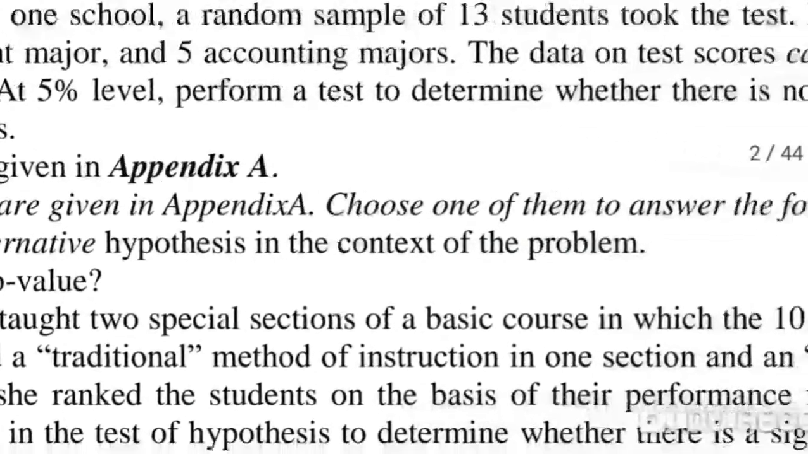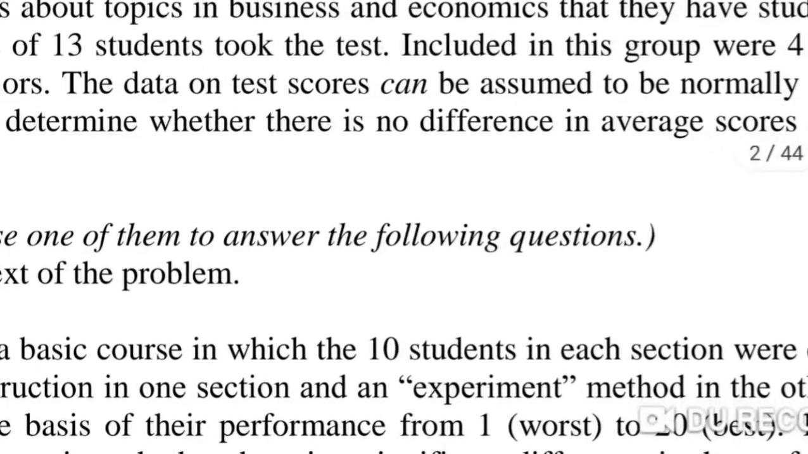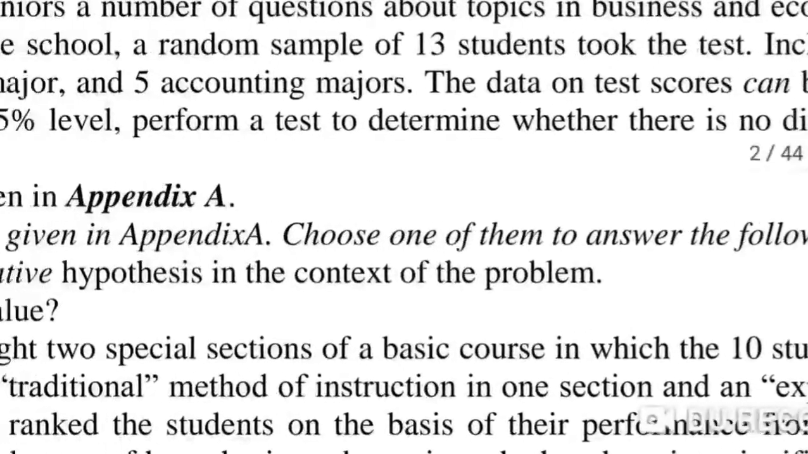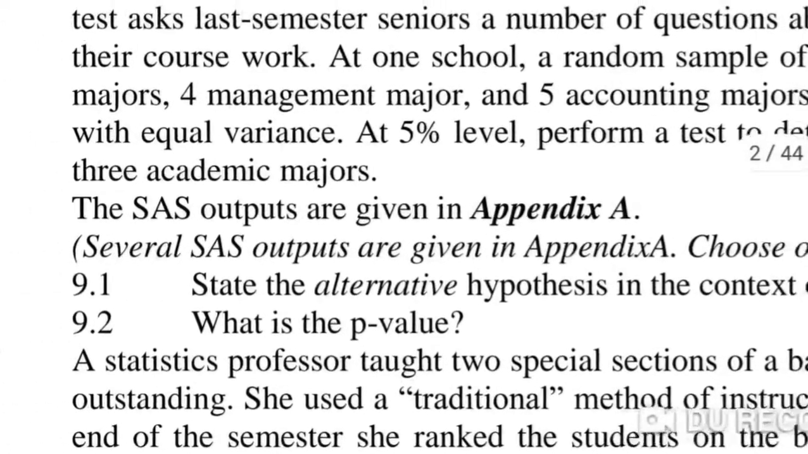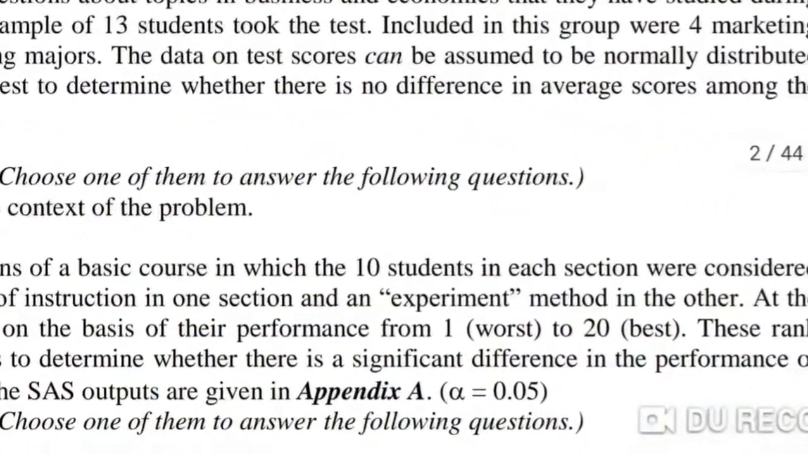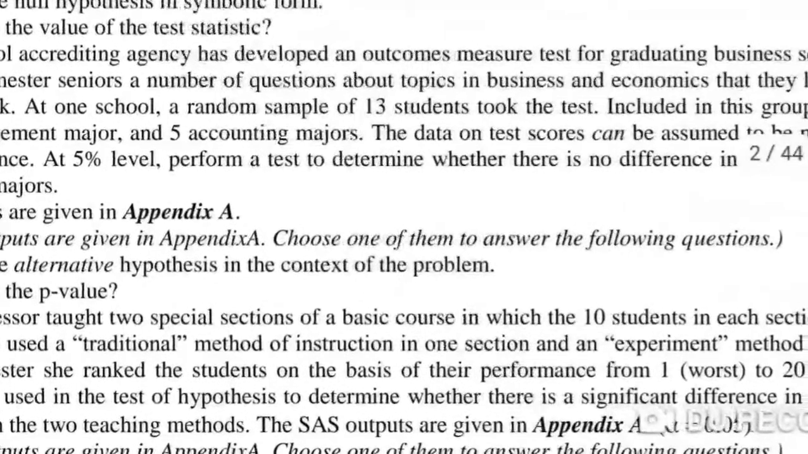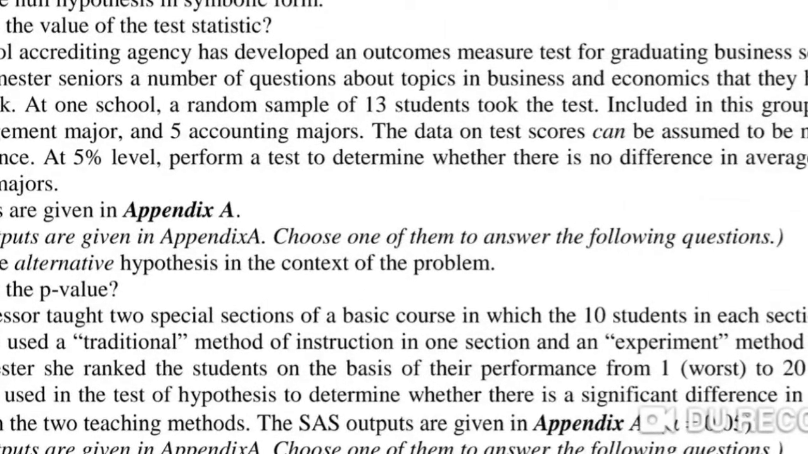At 5% level, perform a test to determine whether there is no difference in average scores among the 3 academic majors. So the question is to compare 3 mean scores, 3 mean scores of 3 majors. So this is ANOVA. And to confirm, check if the 3 samples are independent or not.